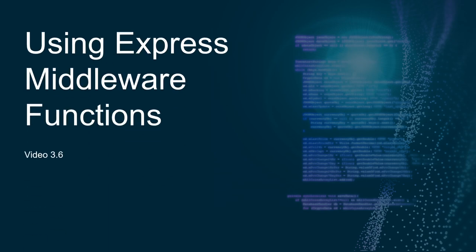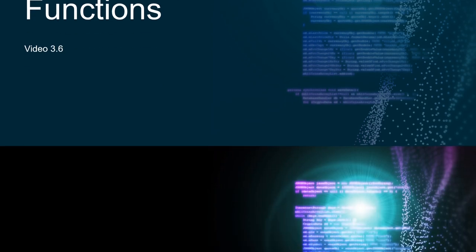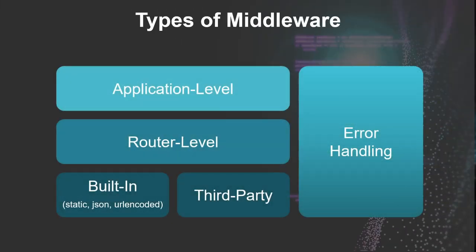Using Express middleware functions. Let's take a look at what middleware functions are in Express. There are a couple of types of middleware functions. One of these is the application level. There's also the router, error handling, built-in, and third-party.